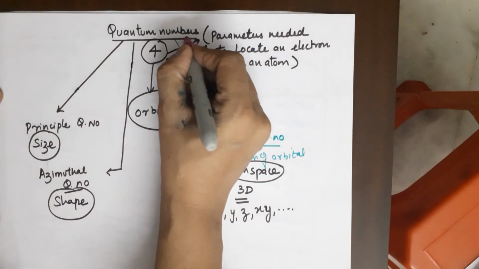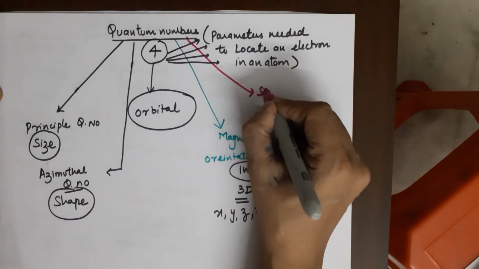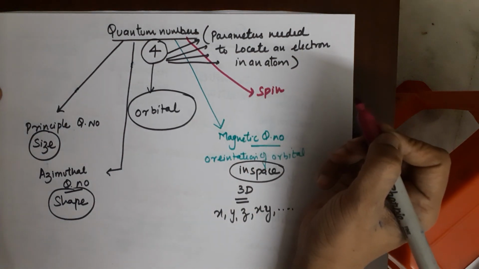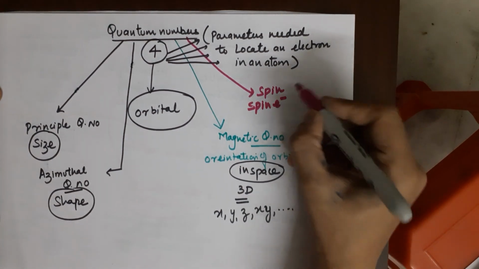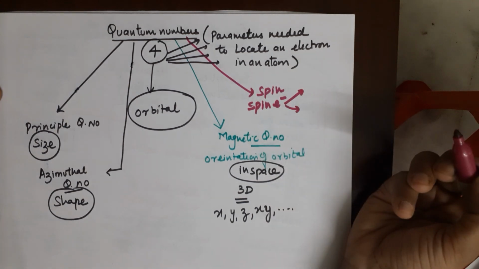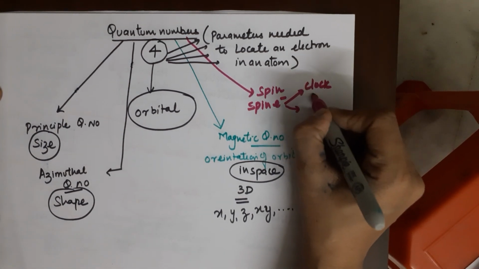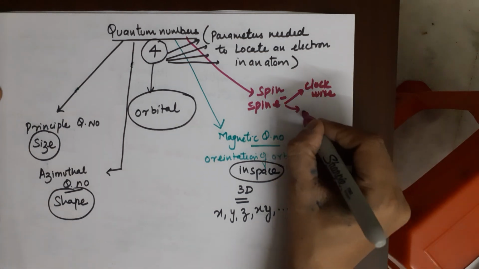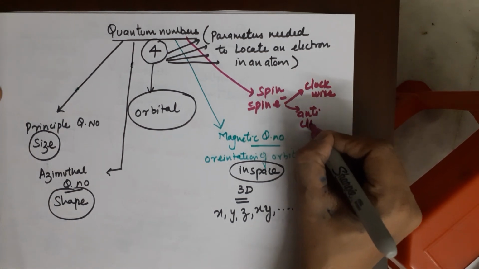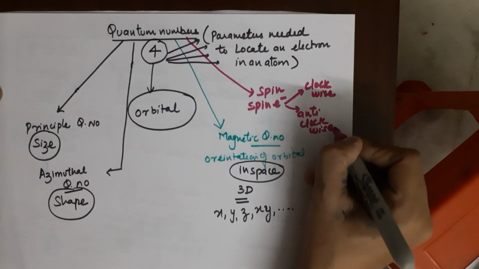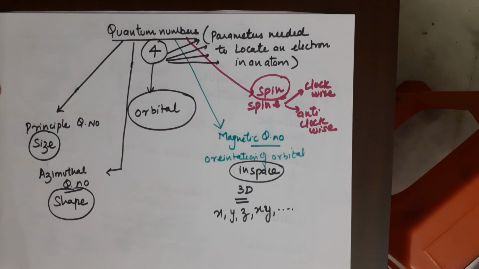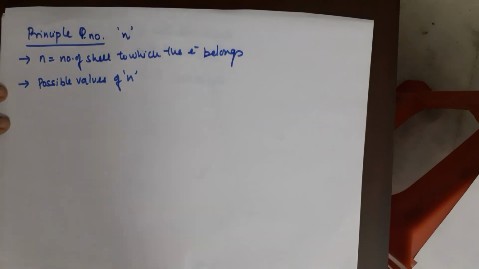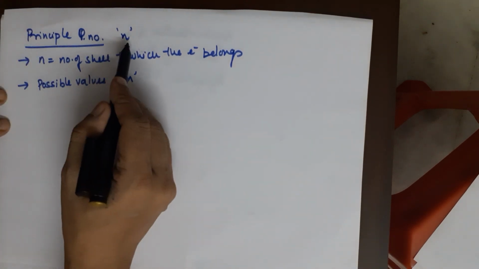Coming to the last quantum number, which is called the spin quantum number. This tells you about the spin of the electron. When we talk about spin of electron, there are only 2 possibilities: either it would be clockwise or it is going to be anti-clockwise. So the spin quantum number has only 2 possible options, clockwise as well as anti-clockwise. Alright, now we would be taking up each quantum number in detail.